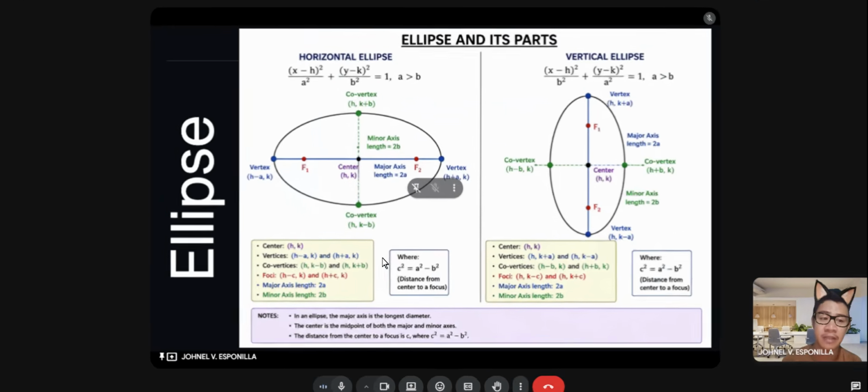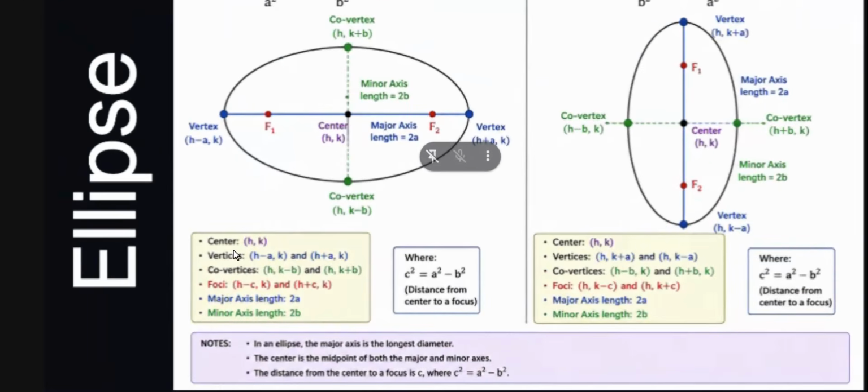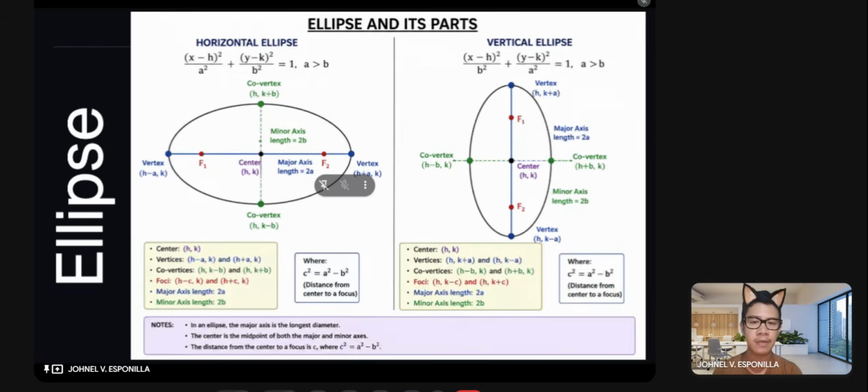So, we have the different parts. Meron po tayong center. We have the vertices, the co-vertices, the foci, the major axis length, and we have the minor axis length. So ano nga bang ibig sabihin ng ellipse?